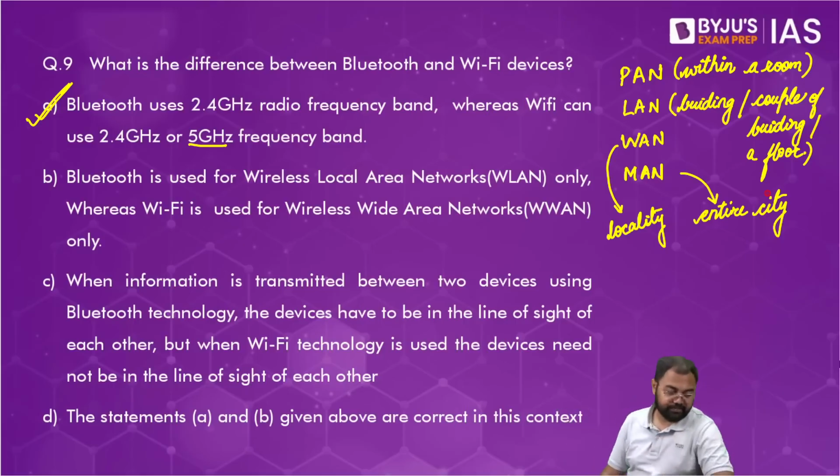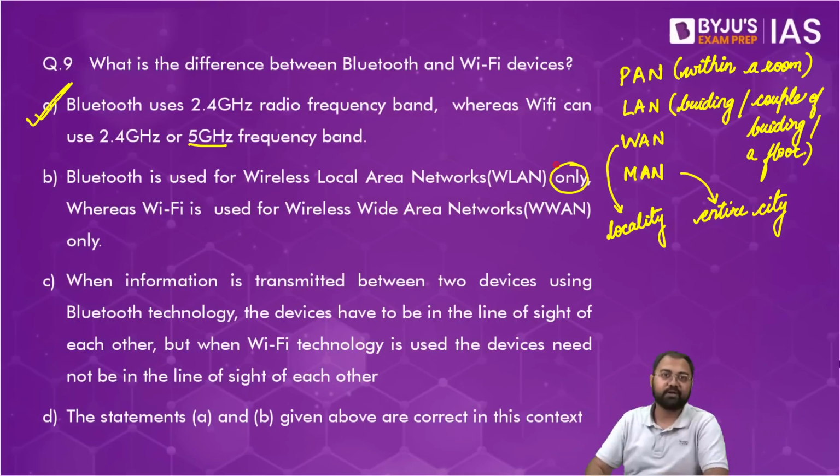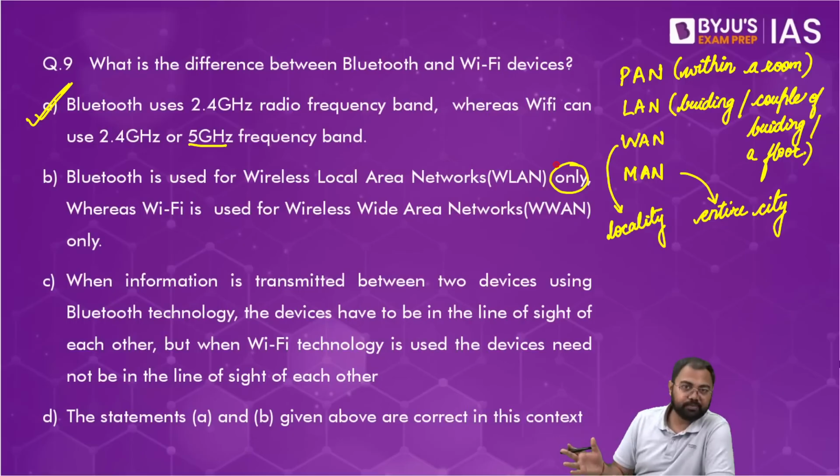Now look at B. Bluetooth is used for wireless local area network only. Now, Bluetooth is a very small range. We discussed that it is either within a room or just a small area, up to 10 meters. So, wireless local area network only is wrong, because in personal area network also you'll be using it.